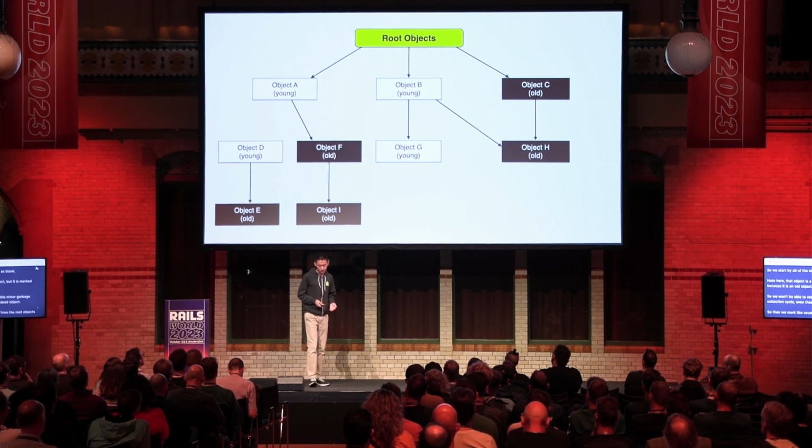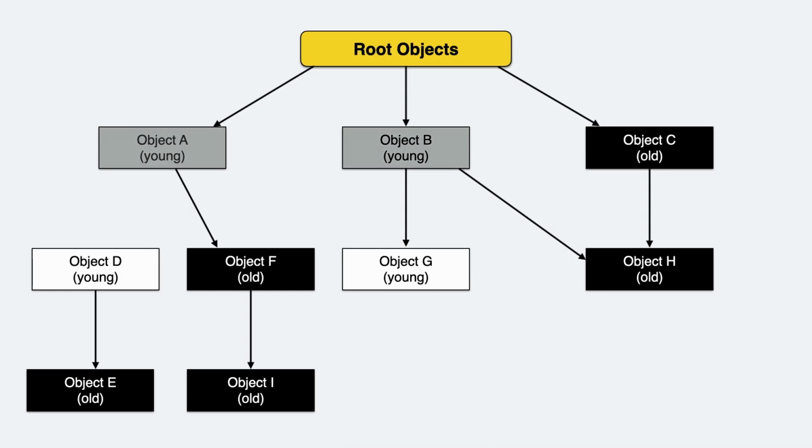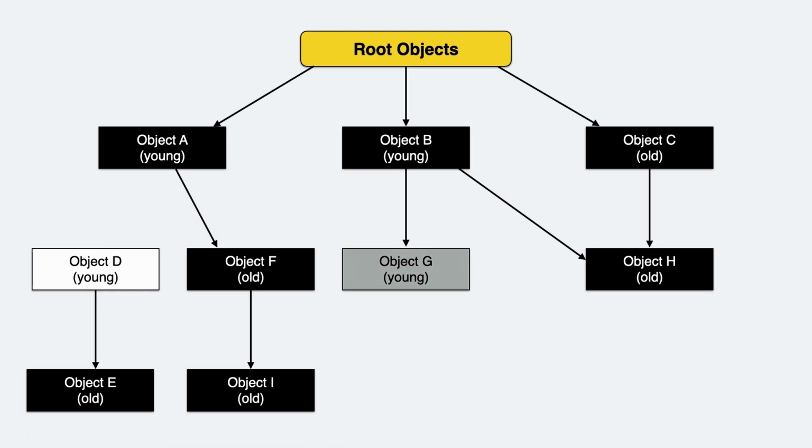We mark all of the root objects as gray, and we traverse the references of object A. But since object F is an old object, it's already marked black, so it is not inspected. We then traverse the references of object B, which is object G, and object H. And then finally, we color object G black. In this minor garbage collection cycle, we marked 3 young objects and skipped over 4 old objects.